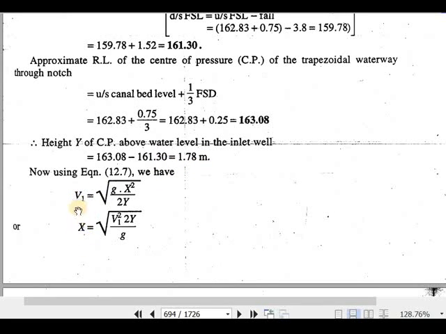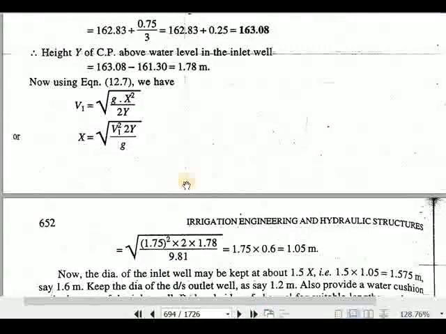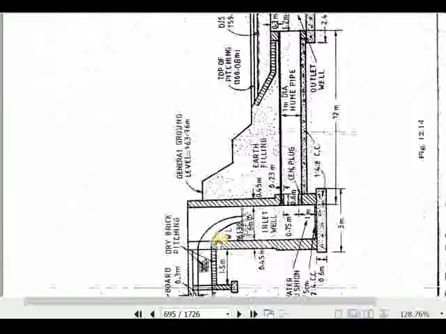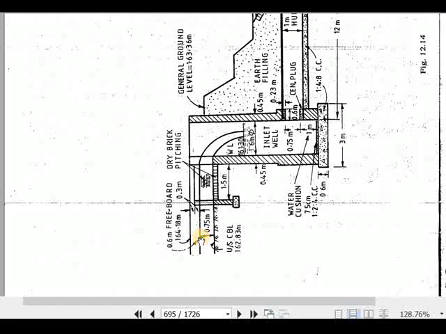So from this equation, V1 is equal to this one and X is equal to this one. We can also calculate X, 1.05. So this is the design. This was the water depth. This is the bed level. This is the water depth. Where we have the cursor, this is the water level. And this is the freeboard. So this is the freeboard and this is the water level, 0.75 meter.